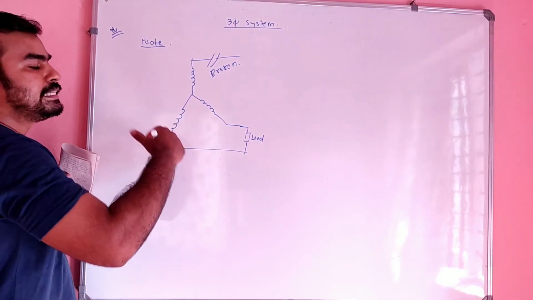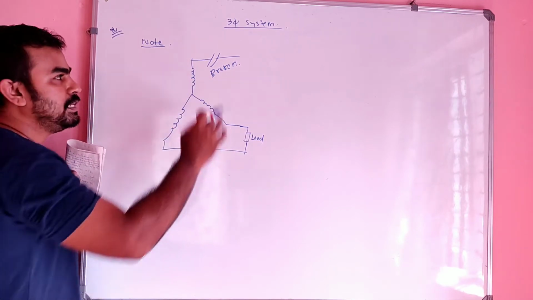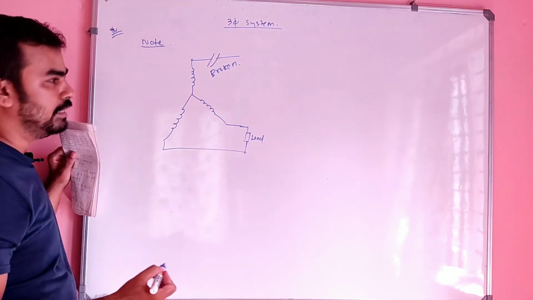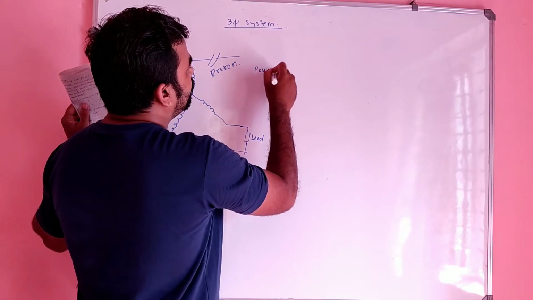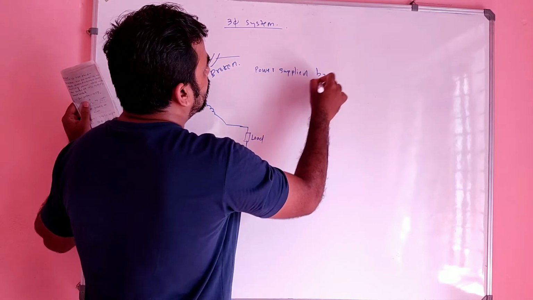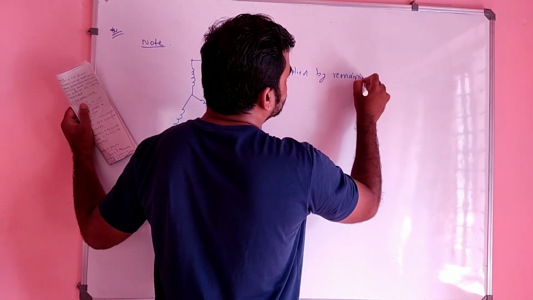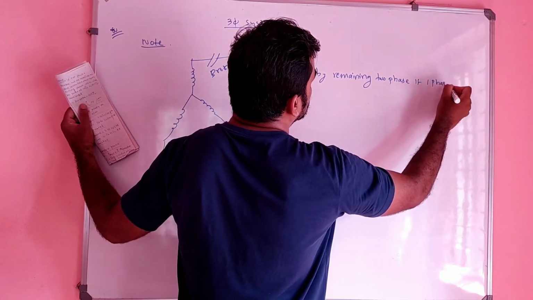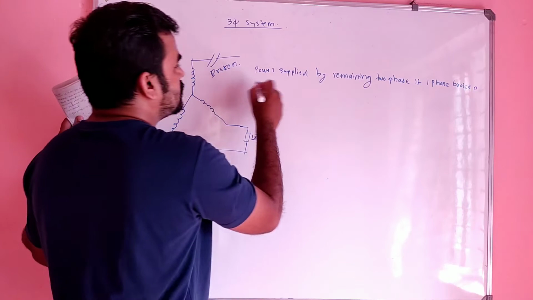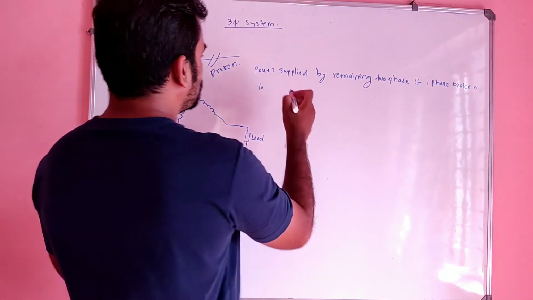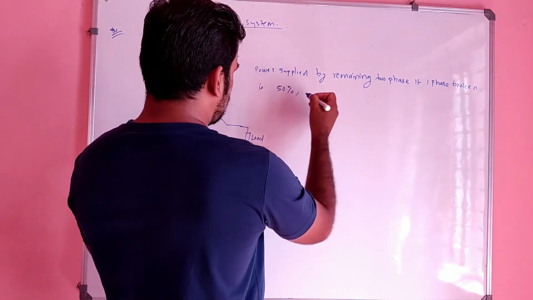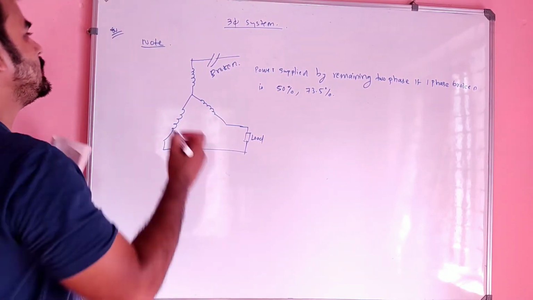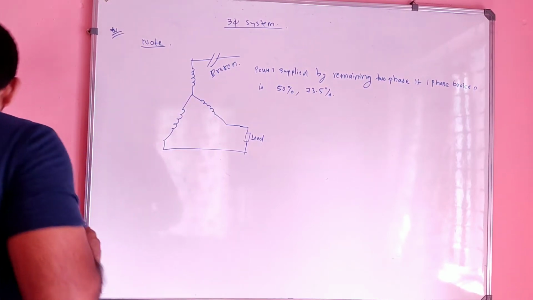But the power supplied by the remaining two phases, if one phase is broken in a star connection, is given as a percentage. One is 50% and another one is 73.1% in star connection. So this, I will explain.